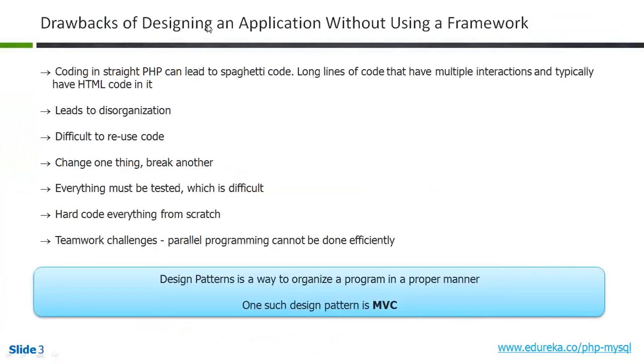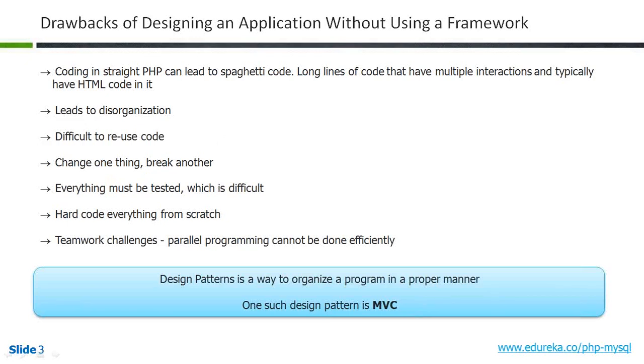So whenever you are developing, drawbacks of designing an application without using a framework: coding in straight PHP can lead to spaghetti code. That means it contains HTML, CSS, JavaScript, PHP, all the things. Long lines of code that have multiple interactions and typically have HTML code in it. Those who are writing a PHP program, you know what all things are coming inside that. Leads to disorganization. That means we are not doing our program in an organized manner. Difficult to reuse code. Whenever you make some changes in one part of the program, it may affect some other part. Everything must be tested, which is difficult because it's a complex program.